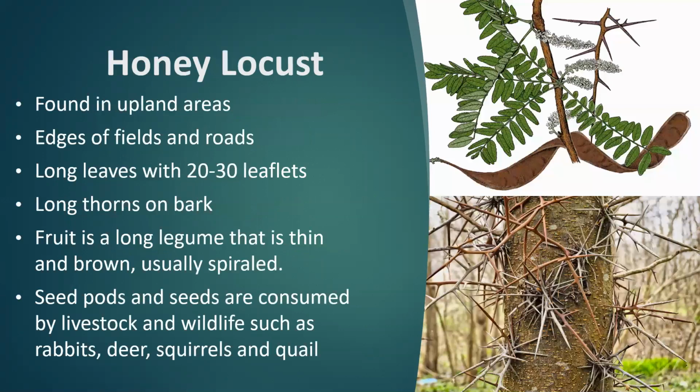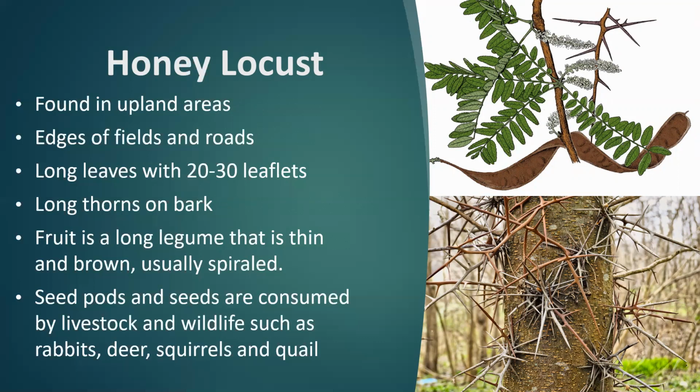And here's the gnarly one, the honey locust. This is typically found in upland areas. It needs dry soil. It does not tolerate water very often. It's found along edges of fields and roads, again very similar to the black locust. It likes poor soil and disturbance, but it has these really long thorns on the trunk of the tree, on the stem, just everywhere. It's one of those gnarly looking trees, so once you see it, you probably won't forget it.